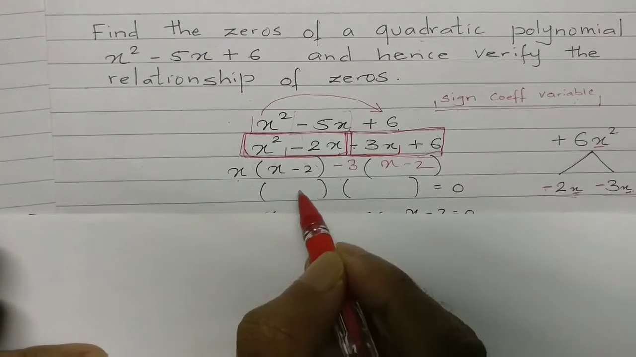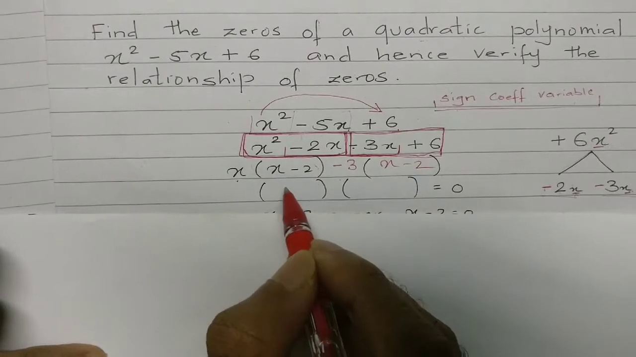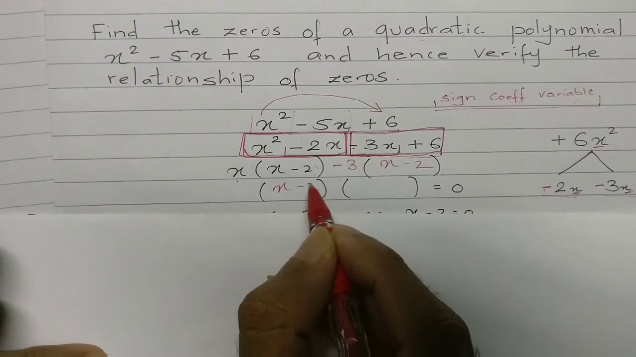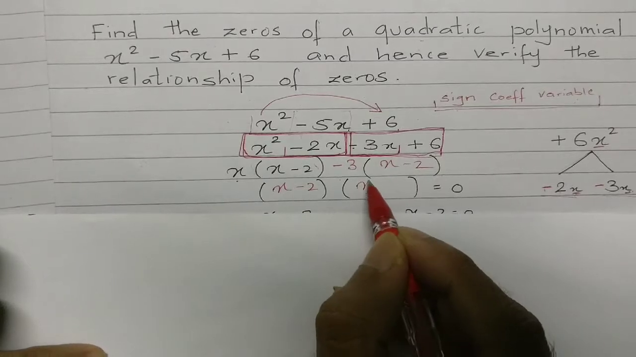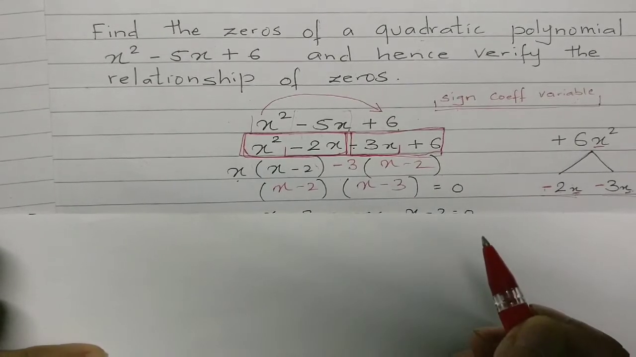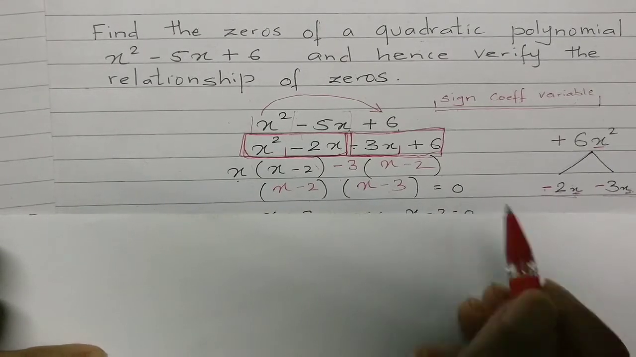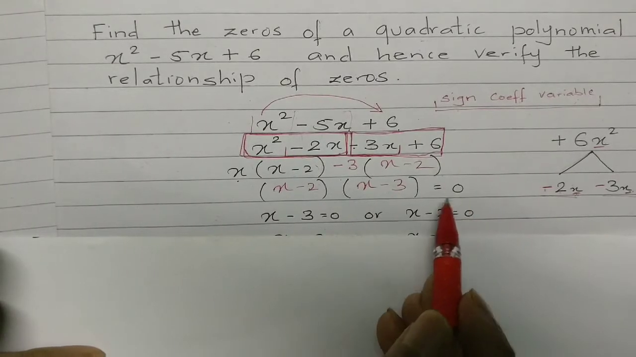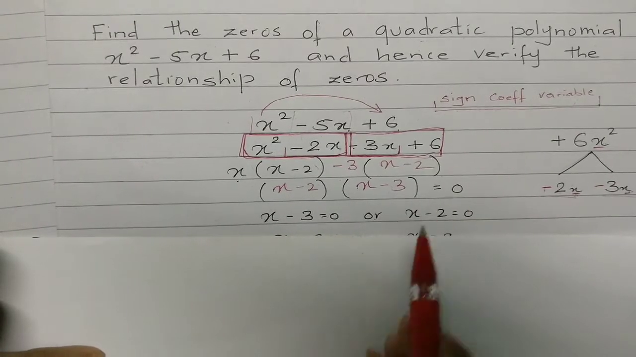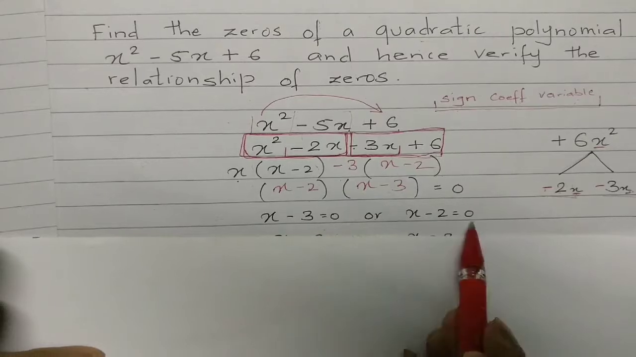Now, what is inside the bracket? You write once, that is x minus 2. And what is outside the bracket? You write again. So x minus 3, which is equal to 0. Now, x minus 2 equals 0 or x minus 3 equals 0. So I have written this separately.